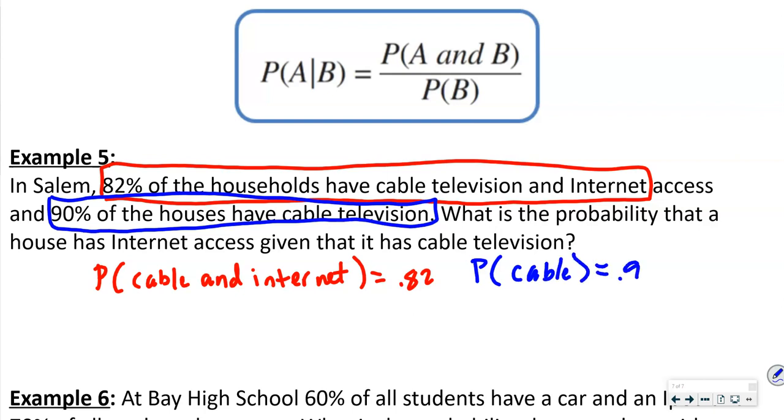So remember, what we're going to do is put the probability of the and. So we're going to do the probability, and we're just going to abbreviate cable and internet over what? The probability of cable, okay?